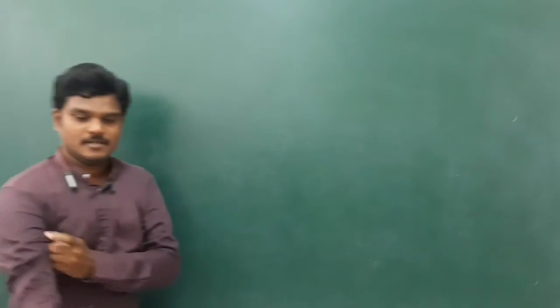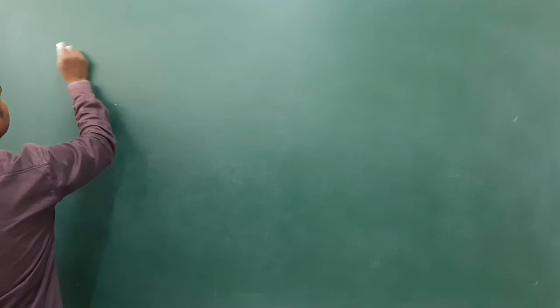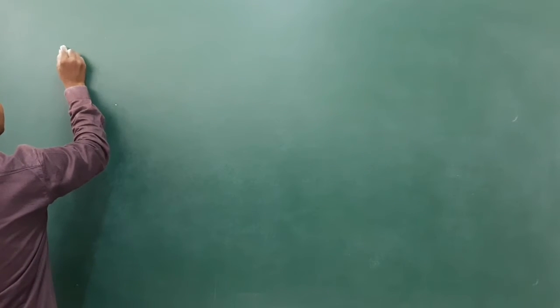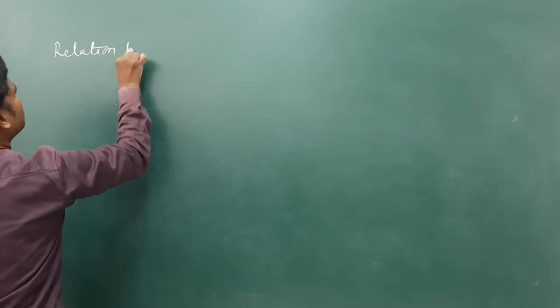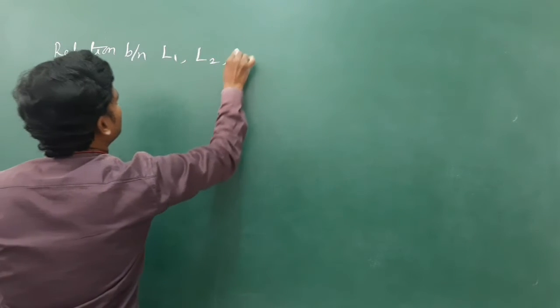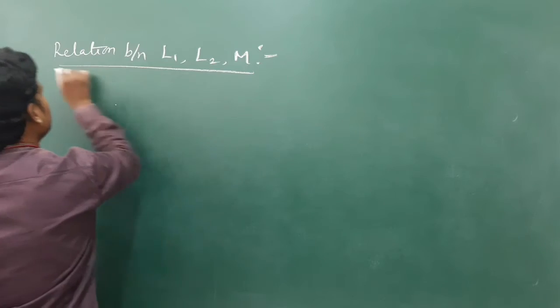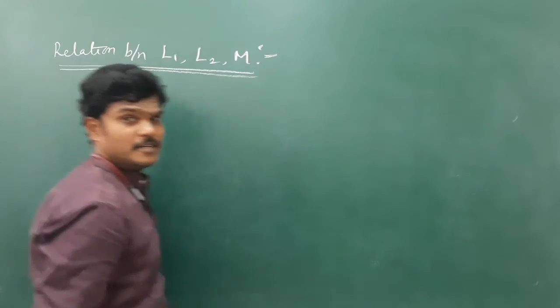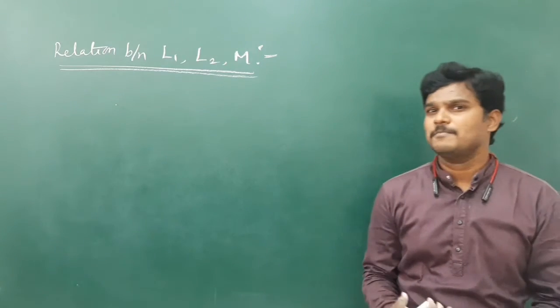Now see, let me find one more. They have given two coils. Let me get the relation between L1, L2 and M. I am going to get one link between L1, L2 and M.